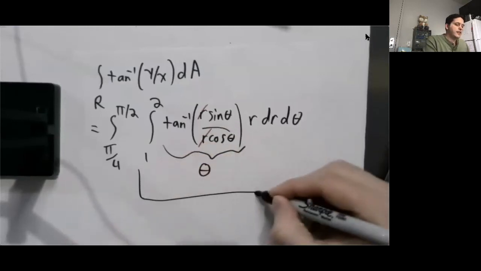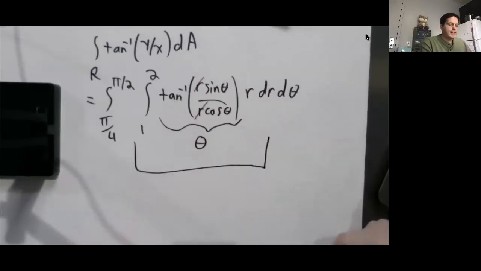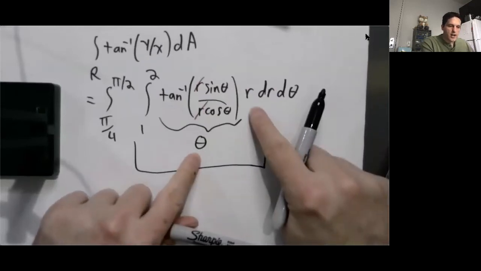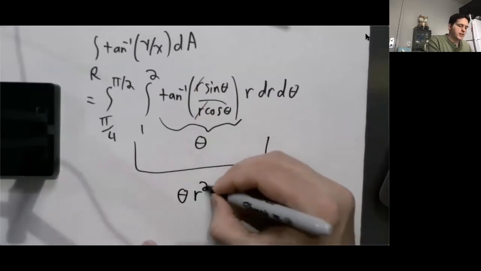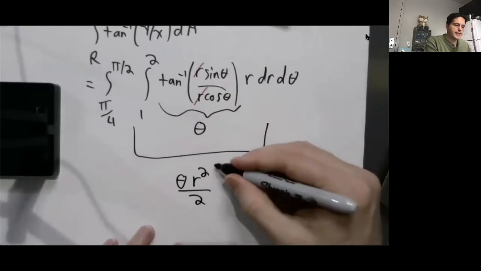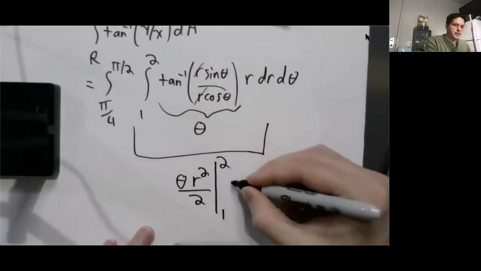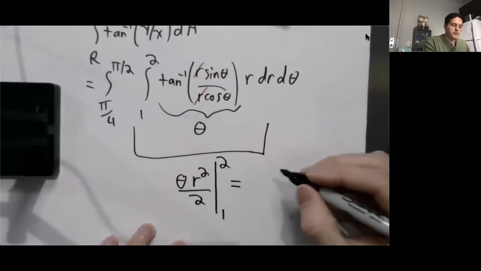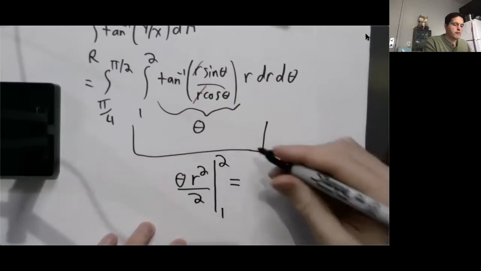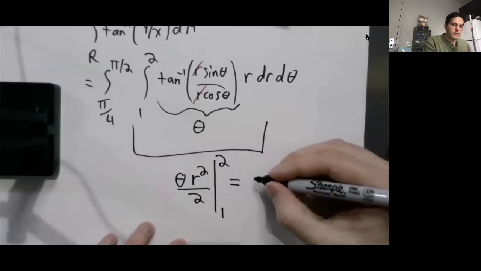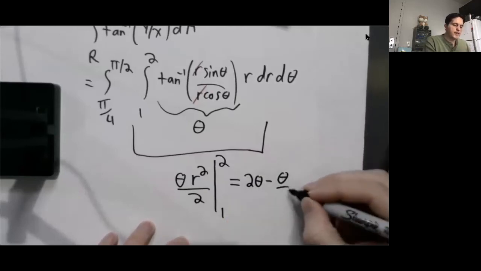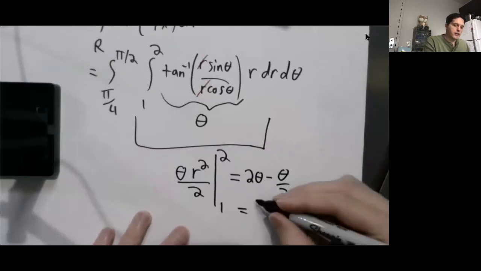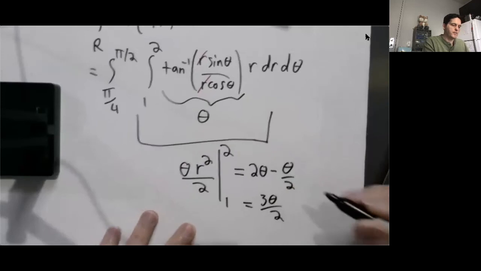Now let's do the inner integral. We need an antiderivative of the function theta times r with respect to r. Here's an antiderivative, theta times r squared over 2. Let's take this antiderivative and evaluate it from 1 to 2. When we plug in 2 for r, we get 4 theta over 2, which is just 2 theta. And when we plug in 1 for r, we get theta over 2. So we end up with 3 theta over 2.